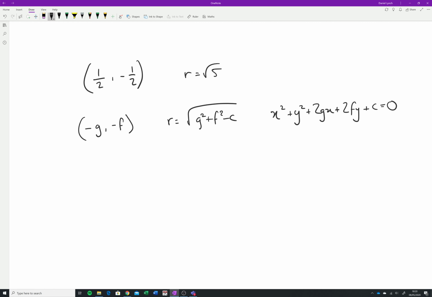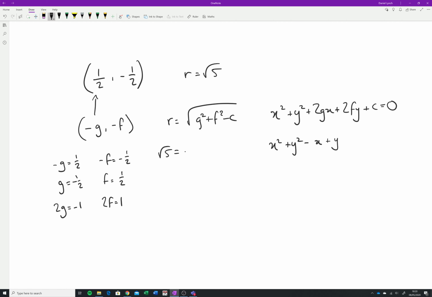Okay, here goes. What do we know? We know that minus g is equal to a half, and we know that minus f is equal to minus a half. So it turns out that g is minus a half, and f is plus a half, and 2g, which we're going to need, is minus 1, and 2f, which we're also going to need, is 1. So we can go over here and say that x squared plus y squared plus 2g, that's minus 1x, or just minus x, plus 2f, so that 2f is 1, so plus y, and then there's a plus c, and we'll figure that out over here.